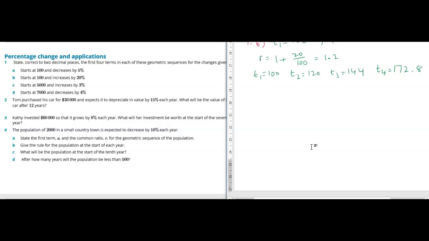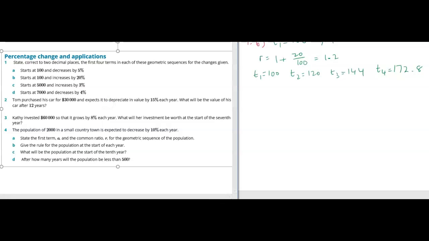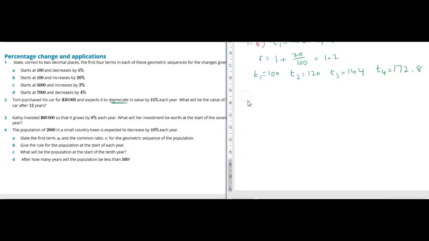Tom purchases his car for $30,000 and expects it to depreciate in value by 15% each year. Depreciate, just want to underline the word depreciate, means it decreases in price. When you think about it, most cars go down in price unless you've got a very old car that is very valuable. So sometimes they appreciate. Okay, so question 2, what will the value of the car be after 12 years?